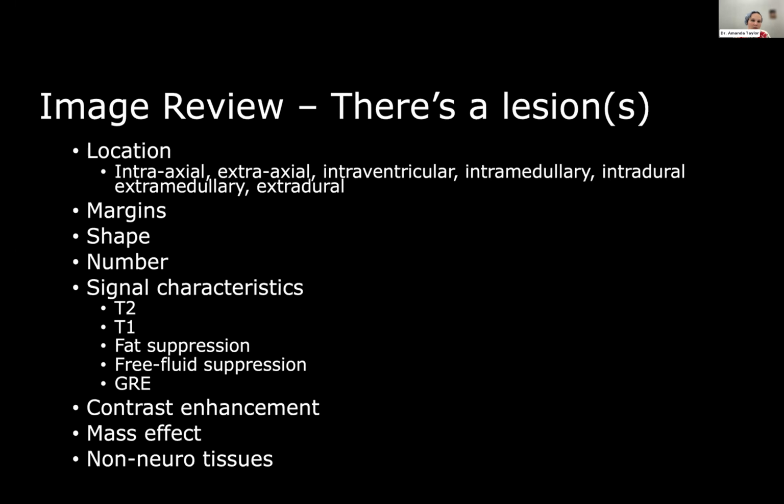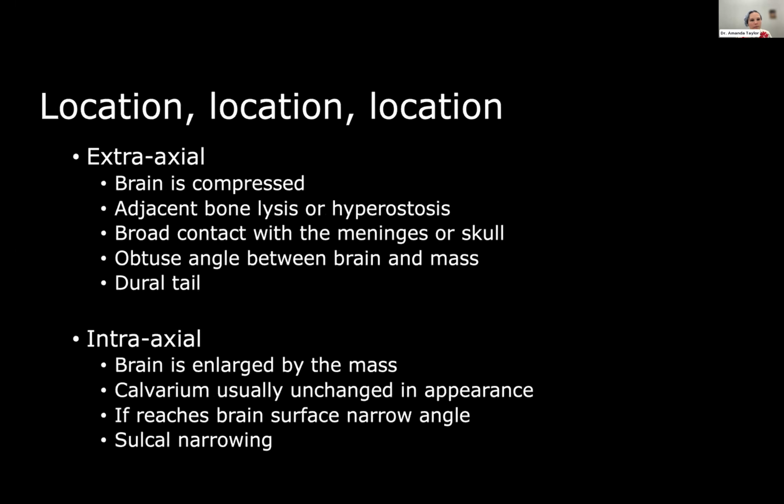The possible locations we should be writing down in our interpretation for the brain, obviously intra or extraaxial, intraventricular. If we're dealing with the spinal cord, intramedullary, intradural extramedullary, or extradural. And then that's the list of signal characteristics I focus upon.